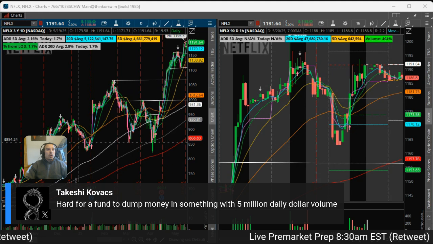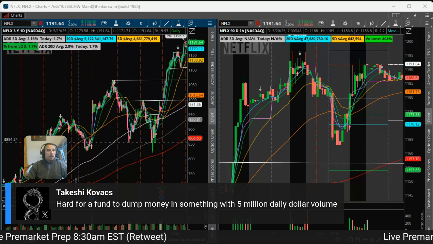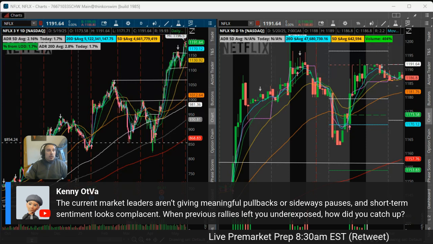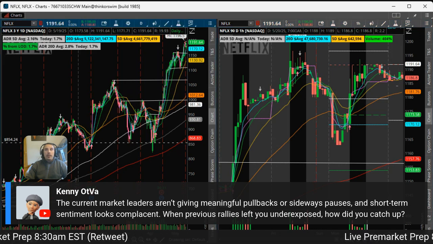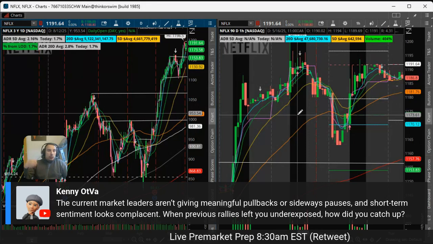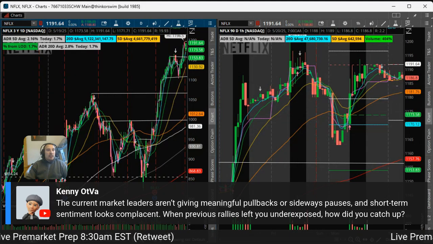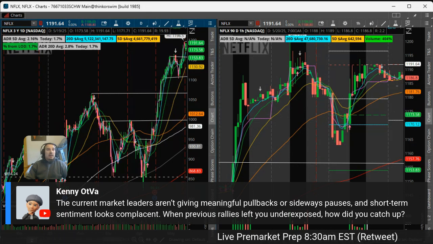Yeah, correct. Institutions either spread money out throughout a bunch of names, or they buy the most liquid names. Well, yeah, you're right, Kenny, and they're not making it easy to own them, and that's why you should have owned them weeks ago when they set up properly. Now that people don't own them, institutions want to own them, and they're not letting anybody in because they just continue to accumulate. When previous rallies left me underexposed, how did I catch up? I didn't force the issue.